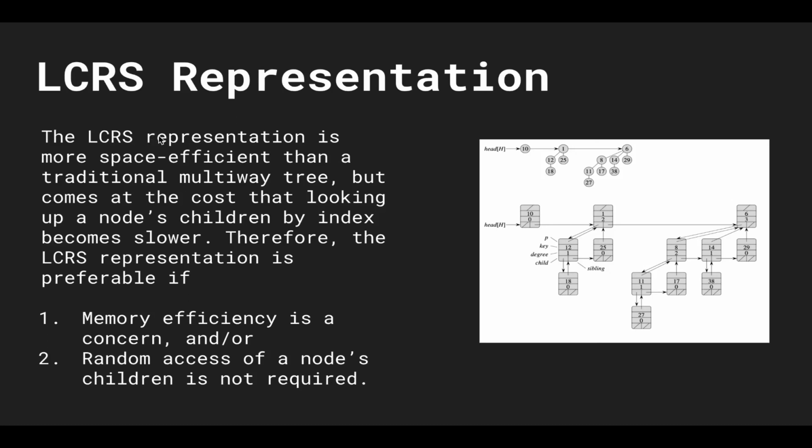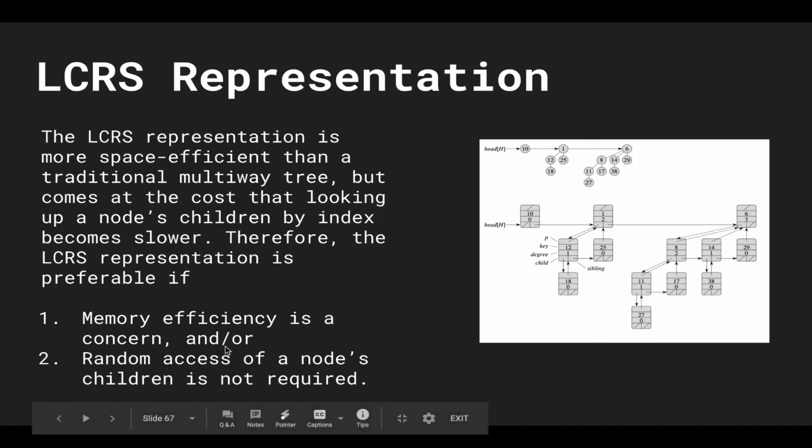The left child right sibling representation is more space efficient than a traditional multi-way tree, but comes at the cost that looking at a node's children by index becomes slower. So this is just basically the pros and cons of arrays versus linked lists. Therefore, the left child right sibling representation is preferable if 1, memory efficiency is a concern, and/or random access of a node's children is not required.